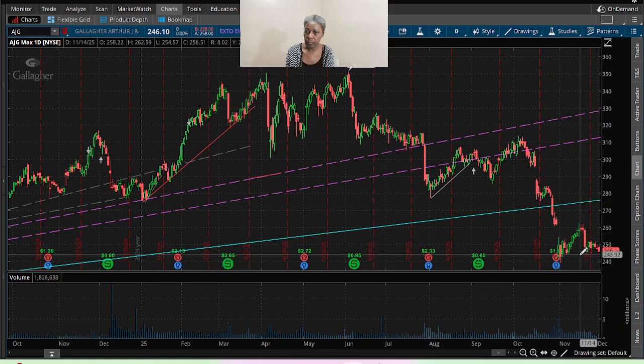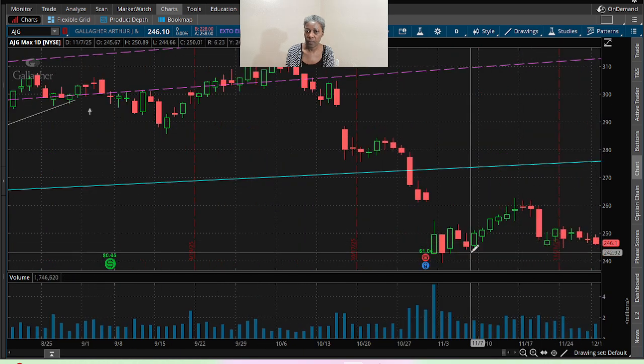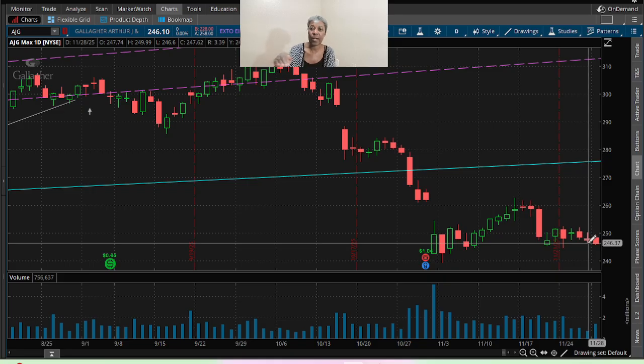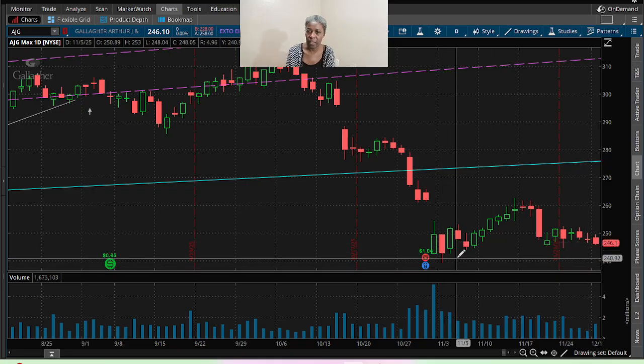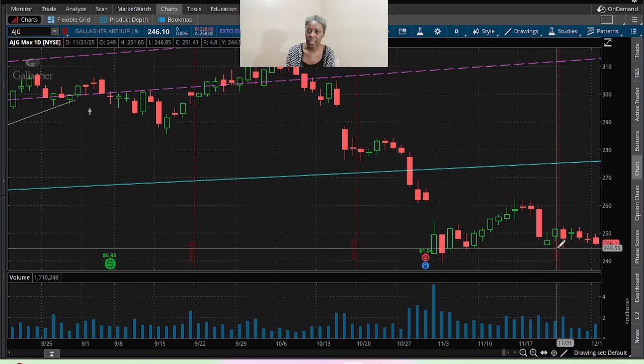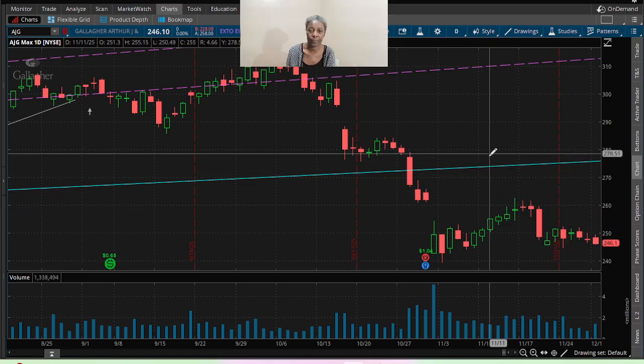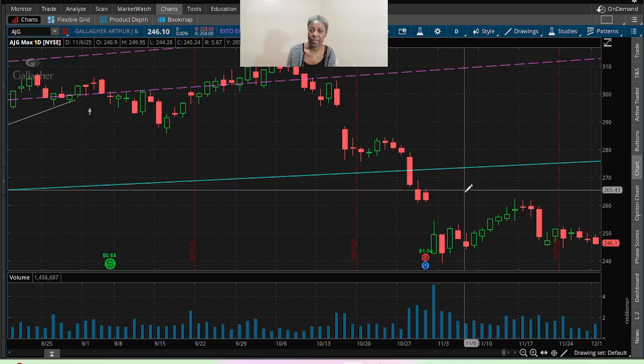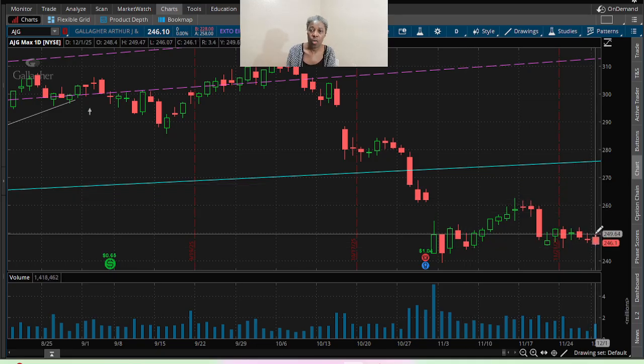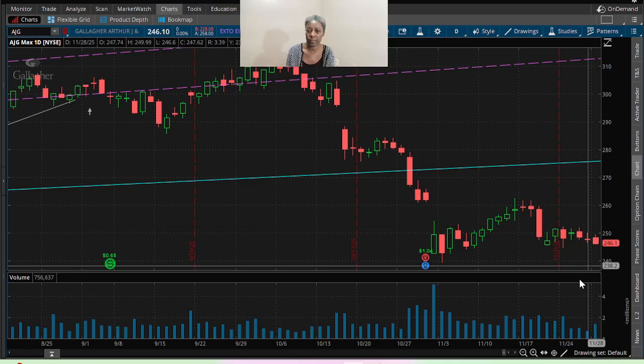So we can look at it and see what it's doing. It seems to be going sideways here. We have a little bit of higher lows here, and then it pulled back and it's going sideways. The thing is, it's around this support line here. When we start seeing some higher lows from here, if you like these stocks, you can buy some shares.